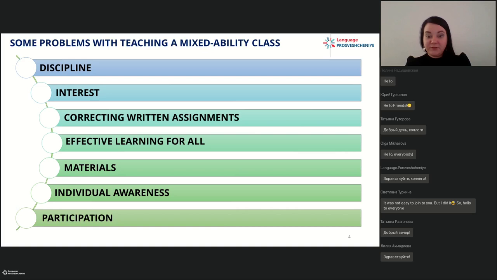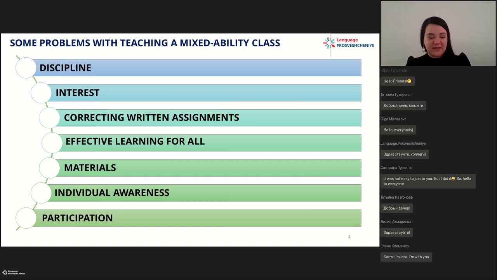Sometimes we cannot make sure that all the students are learning effectively. Sometimes we feel that tasks we provide are either too difficult or too easy for many of them. Then one more problem is materials, because sometimes we feel that we cannot find suitable material. We feel that textbooks are homogeneous and they are rigidly aimed at one kind of learner with no options of flexibility. Sometimes we feel so, though it's not always true, right?